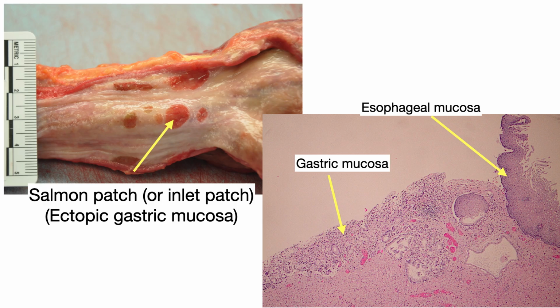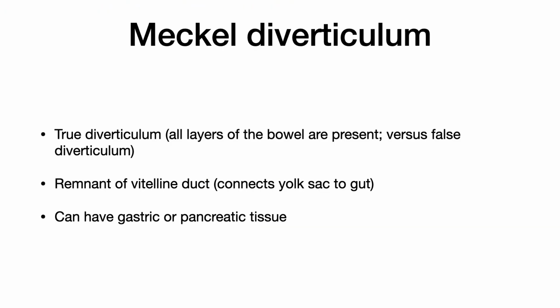To the bottom right of it is what it looks like microscopically. So you can see the esophageal mucosa there, the stratified squamous epithelium, and then you can see the glandular, and that represents the little salmon-colored patch, and that's ectopic gastric mucosa.